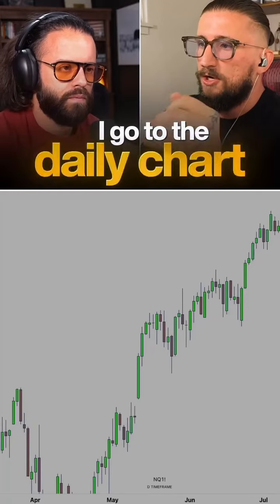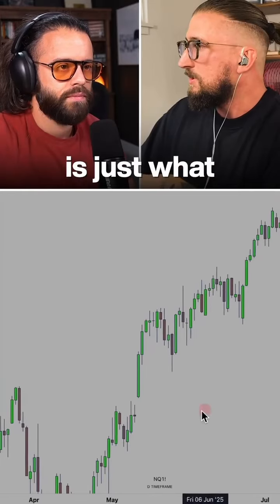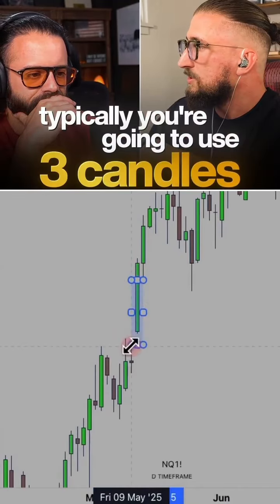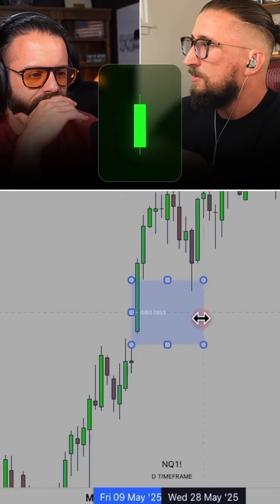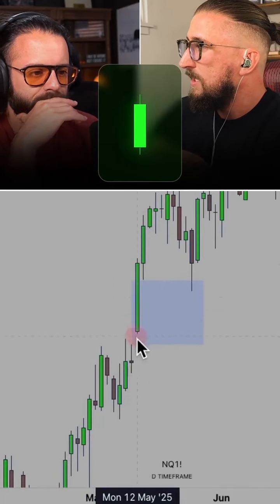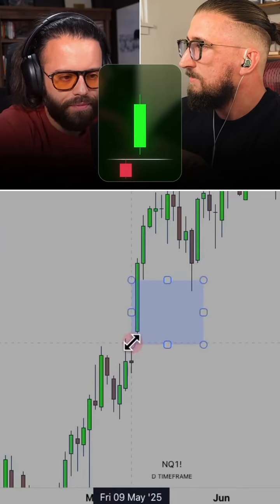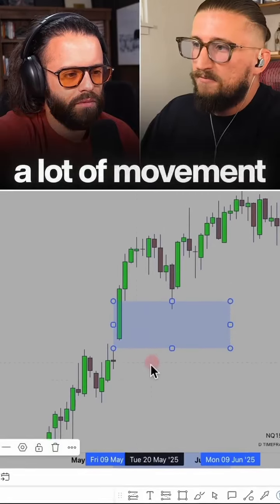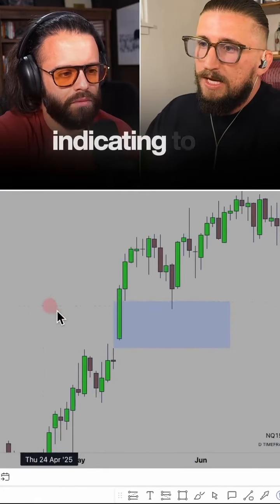I go to the daily chart and I start identifying them. Whatever you want to start with, we can start right here. Typically, you're going to use 3 candles. So it's going to be a big candle with no overlap, and then use the previous candle high and next candle low. This tells me that there was obviously a lot of movement in a short amount of time, indicating to me a trend.